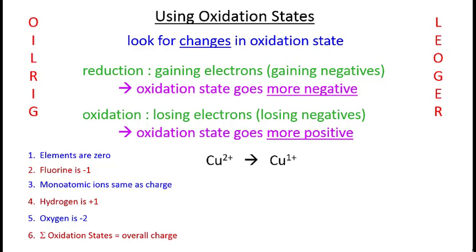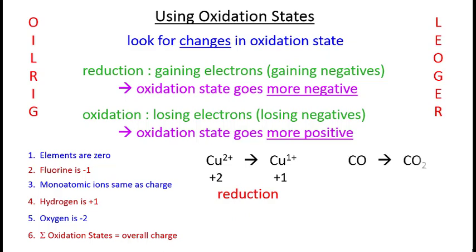In the first, we have copper 2+ going to copper 1+. These are monoatomic ions, so their oxidation states are the same as their charges. Since the oxidation state is going less positive, which is the same direction as going more negative, the copper is gaining electrons. Using OIL RIG or LEO says GER, gaining electrons is reduction.